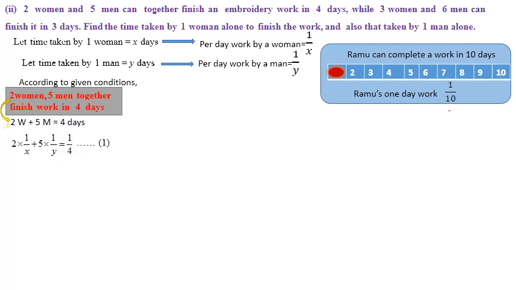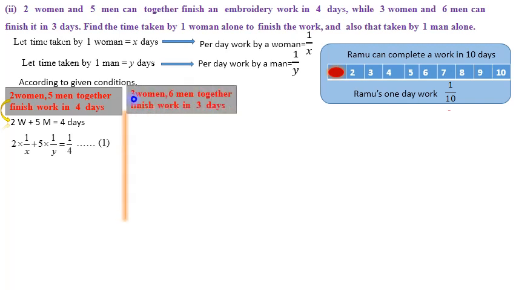Label it as equation number 1 and go to the second condition: 3 women and 6 men together finish the work in 3 days. Algebraic format is 3w plus 6m is equal to 3. Now for the 1 day calculation: 3 into women's 1 day work, 1 by x, plus 6 into men's 1 day work, 1 by y, is equal to 1 part out of 3 days. Label it as equation number 2.